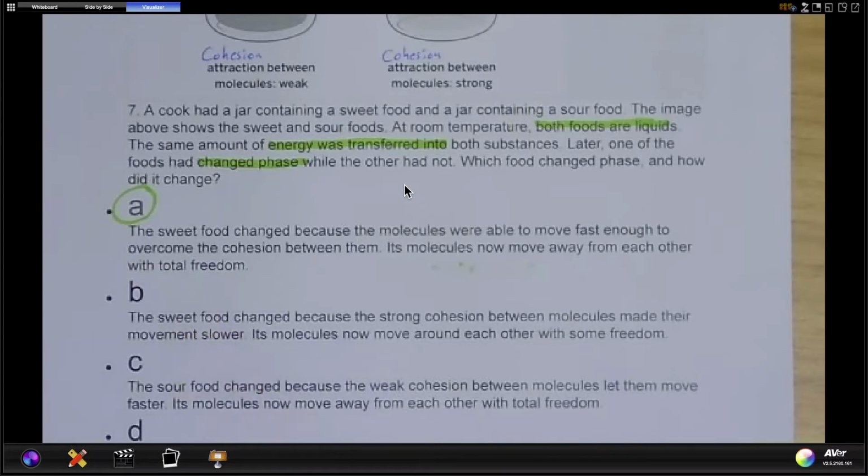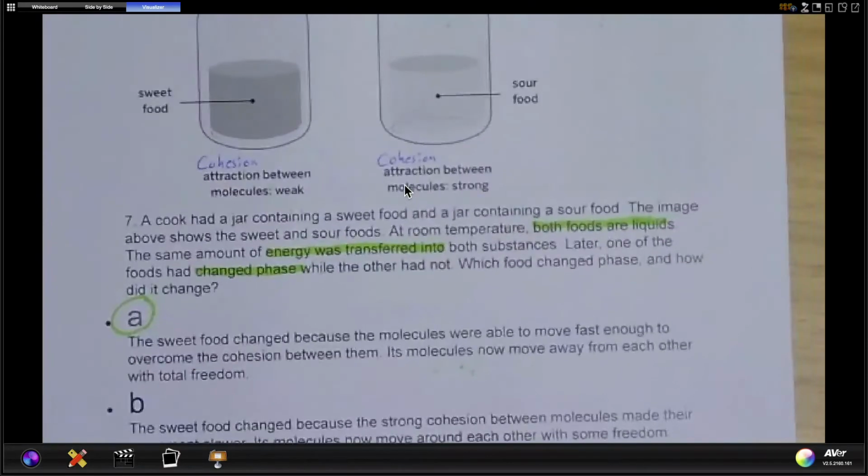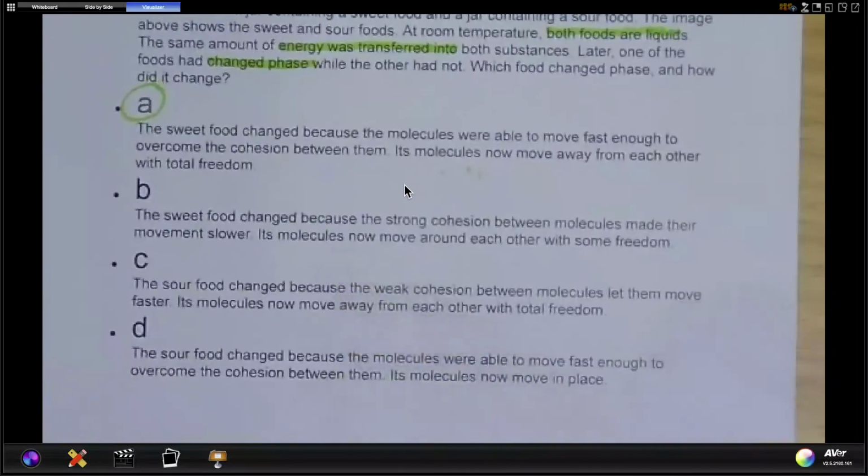Look at B. The sweet food changed because the strong cohesion between the molecules made their movement slower. Its molecules now move around each other with some freedom. Well, we got a couple problems with this. One, it said that adding energy made the molecules move slower. That doesn't happen. And the other is it said its molecules now move with some freedom, which means it's still a liquid. And it says it changed, and we talked earlier about how it has to be a gas. So this one's more complicated, but this is really just about cohesion, and this is about our alcohol and water thing we did in class.